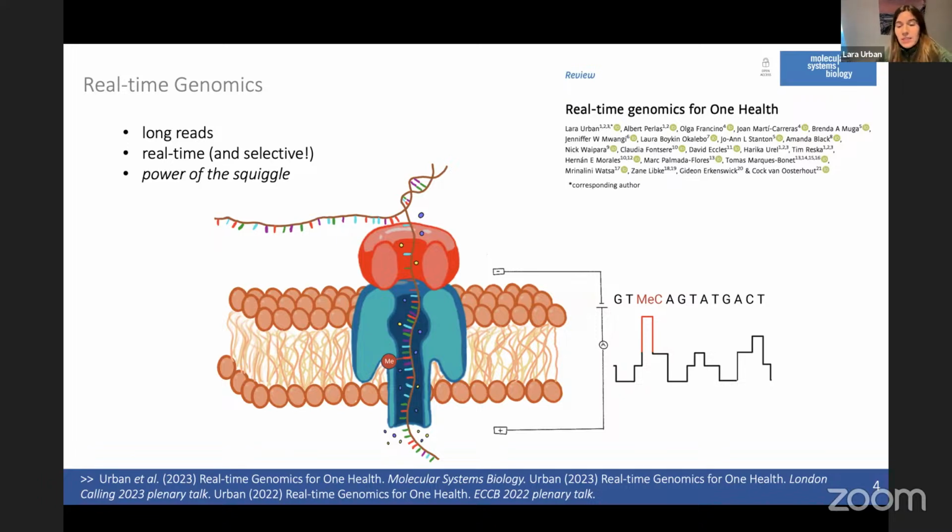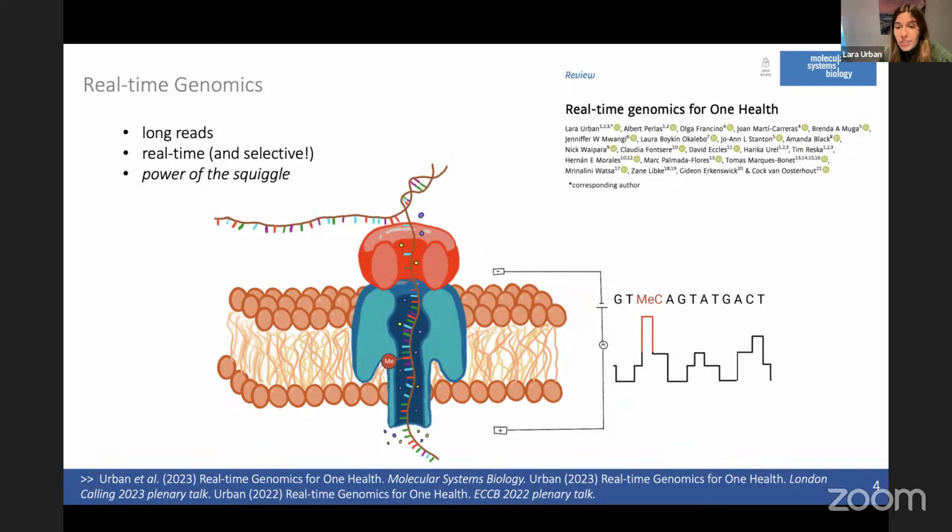The third advantage is that we can use what I started calling the power of the squiggle for inferring other sorts of characteristics of our genomic material than just the DNA sequence. I think the best example here are epigenetic modifications that, as you can see here, will obviously disrupt the ionic current in a very specific manner as well.